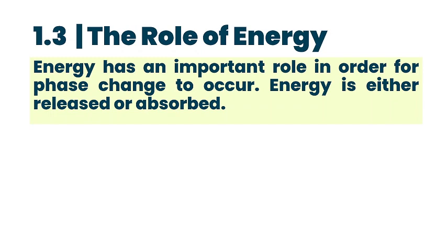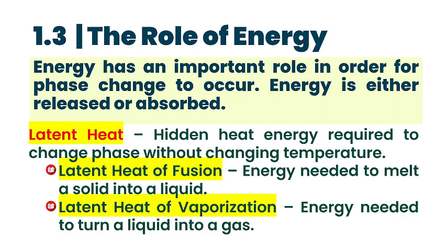So energy has an important role in order for phase change to occur. As I've mentioned, energy is either released or absorbed. There are terms that you have to understand when you talk about heat absorption or heat release. For example, generally, we use the term latent heat. This is the hidden heat energy required to change phase, but take note of this, without changing the temperature of the object. There are two types of latent heat measures.